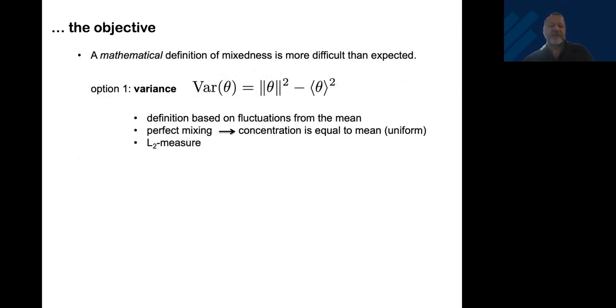Okay, so there are usually two options for that one. Number one is the variance, and that one is a perfectly good mixing measure. So the variance is the norm of theta minus its mean. So it's the variation of the scalar. The more homogeneous it is, the lower the variance. Obviously, a very nicely mixed homogeneous scalar would have a variance of 0. The definition is based on the fluctuations from the mean, and perfect mixing, uniform mixing, would mean a very, very low variance or even a 0 variance.